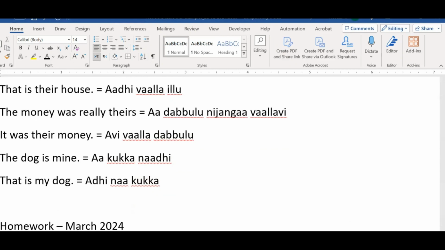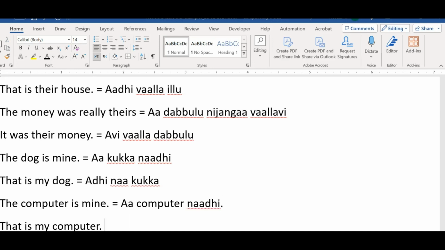Let's have one more sentence, then we will move to the next one. Next comparison. We can say any item, for example, the computer is mine. That computer, that is my computer. Now can you translate both? It has only English meaning, but you only need to be familiar with the structure. Yes, Computer nadi. Perfect. Adi na Computer.